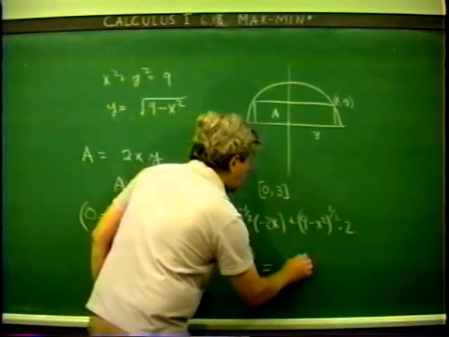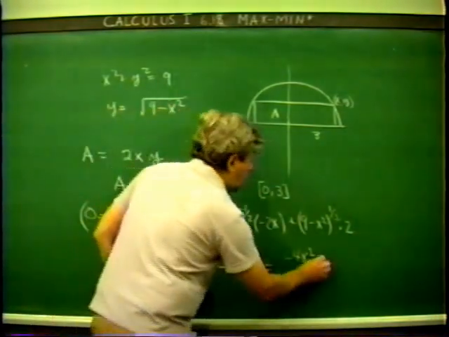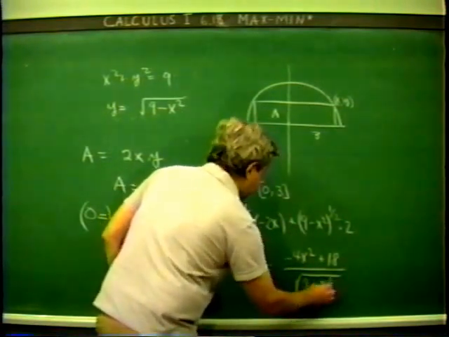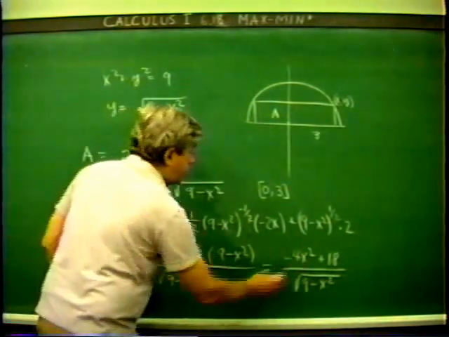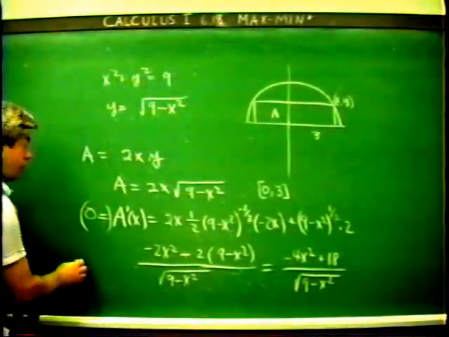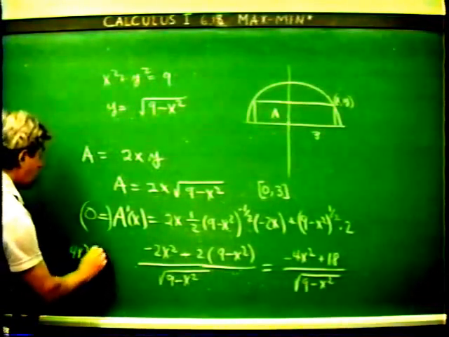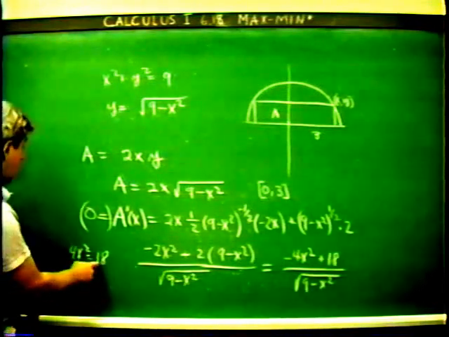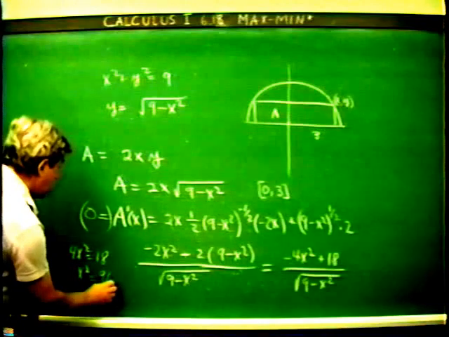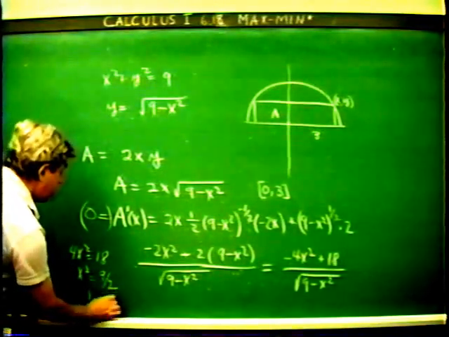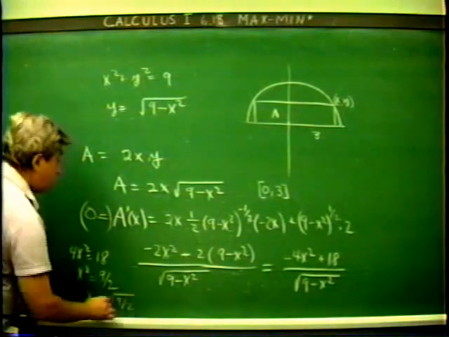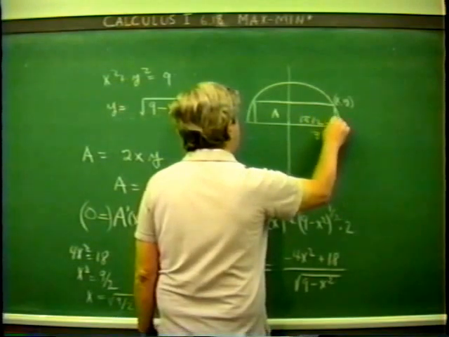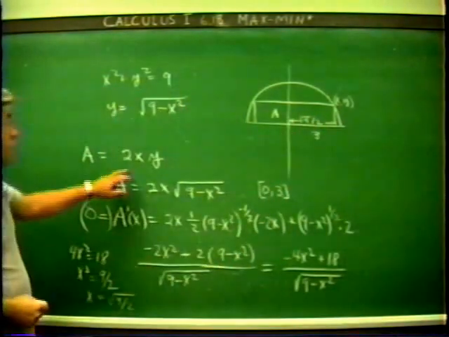So this is going to be, what? Minus 4x squared plus 18 over the square root of 9 minus x squared. We want to know when this is equal to 0, and it's going to be equal to 0 when the numerator is 0. That's to say when 4x squared equals 18, or when x squared is equal to 18 over 4, or 9 over 2. Or when x is equal to the square root of 9 over 2.